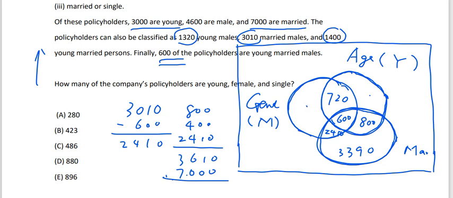So we can find this question: how many are young female single? So what is young female single? Young, so young is that part. Female, so here's male or female, not male. And single, not married. So just this part. We want to find the number of this part.